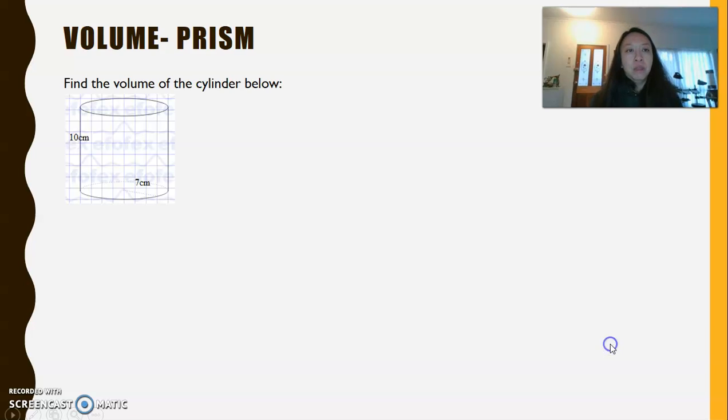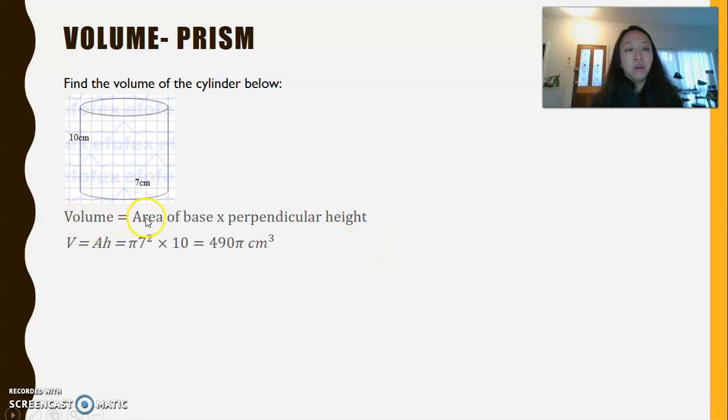So this is actually the volume of the cylinder. So how do I find the volume of the cylinder below? It's the same thing as well. So the volume will equal to the area of base times the perpendicular height. In this case, the area of my base is actually pi r squared, because this is a circle, times by the height, which is 10. So it's going to be 490 pi centimeter cube.